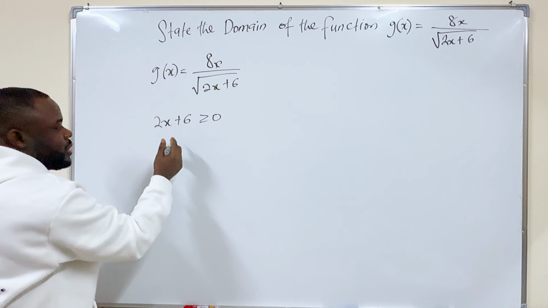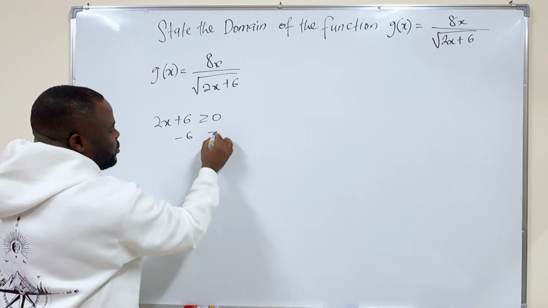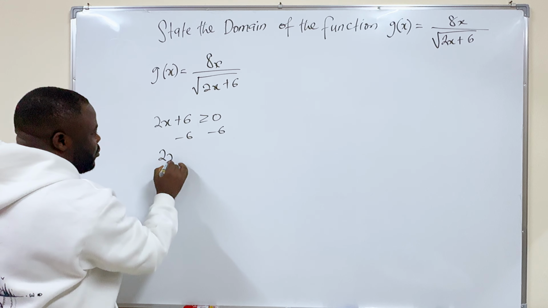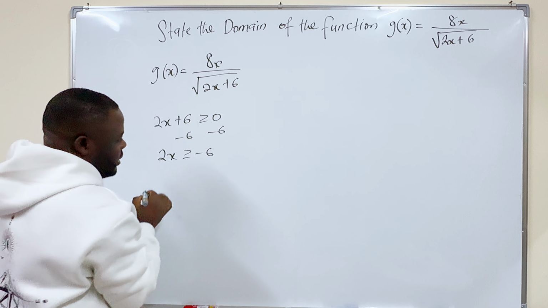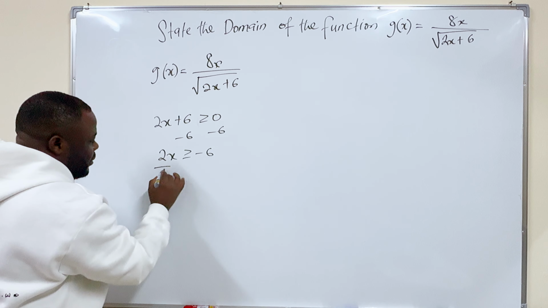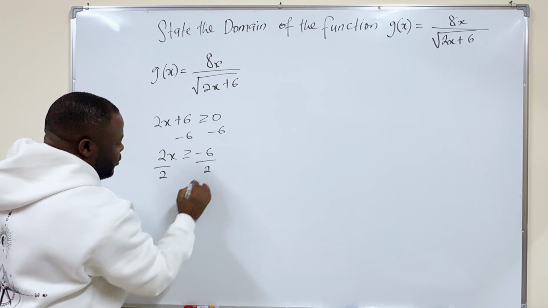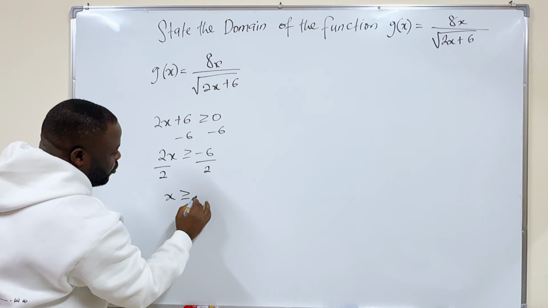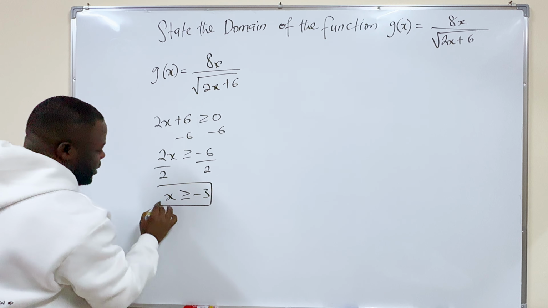Remember, that is what is inside the radical sign, so it's called the radicand. We subtract 6 from both sides, and we have 2x greater than or equal to negative 6. We want to find the value of x, so we divide by 2, and x will be greater than or equal to negative 3. So that is the first condition.